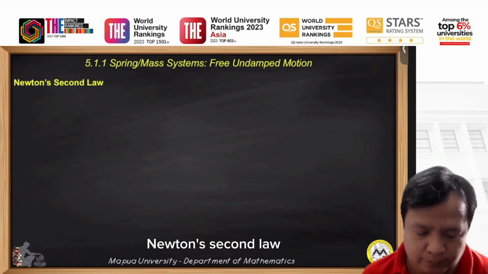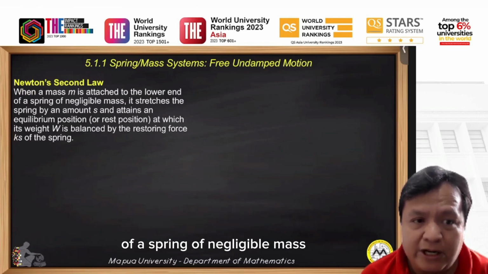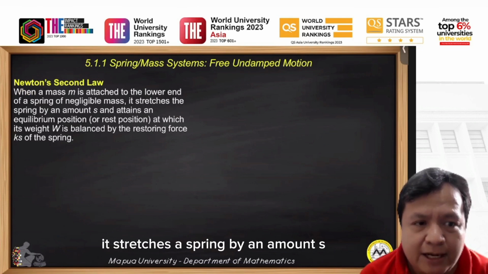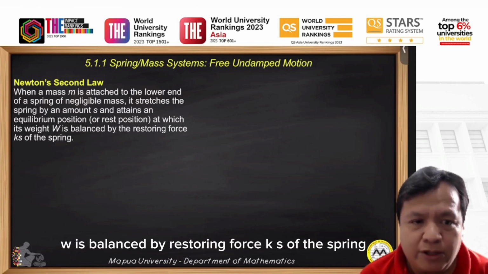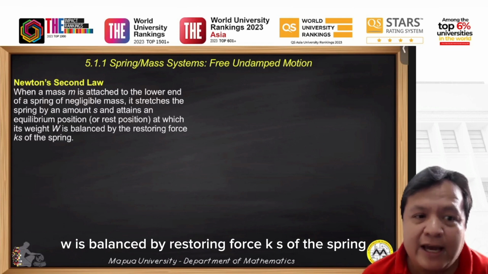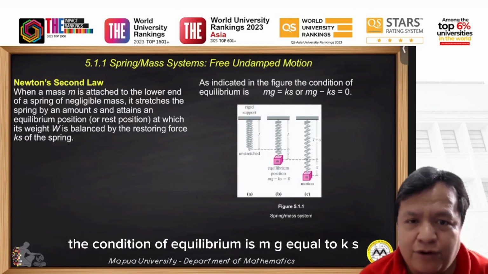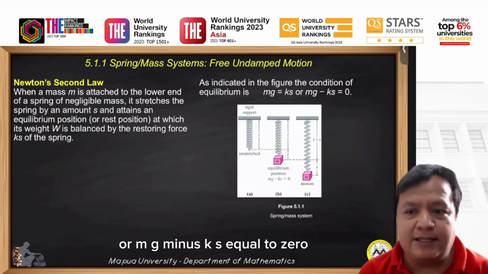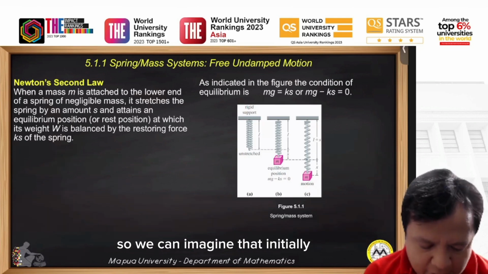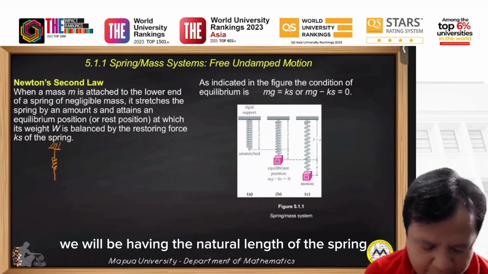Newton's second law. When a mass m is attached to the lower end of a spring of negligible mass, it stretches the spring by an amount s and attains an equilibrium position at which its weight W is balanced by the restoring force ks of the spring. As indicated in the figure, the condition of equilibrium is mg equal to ks, or mg minus ks equal to 0.